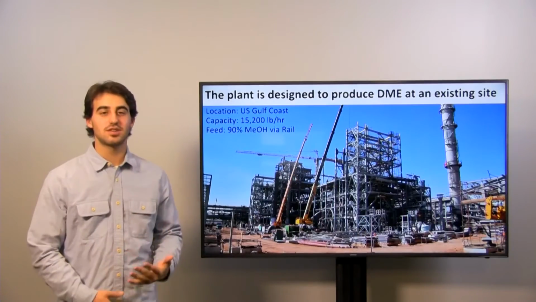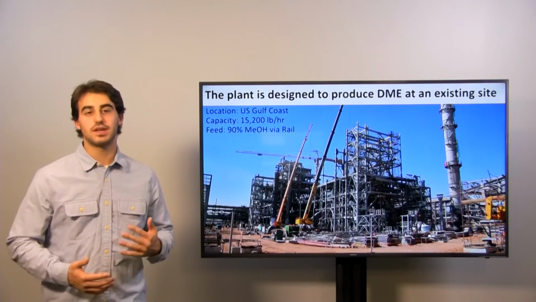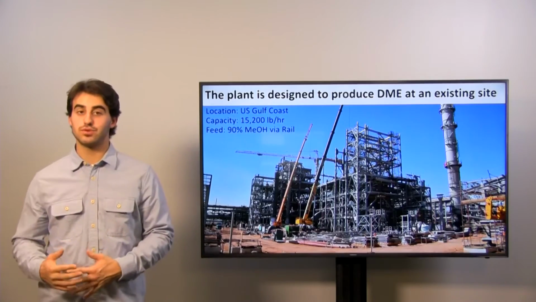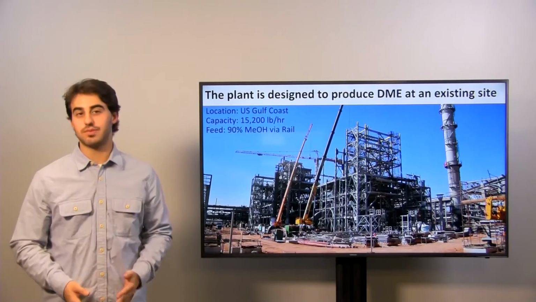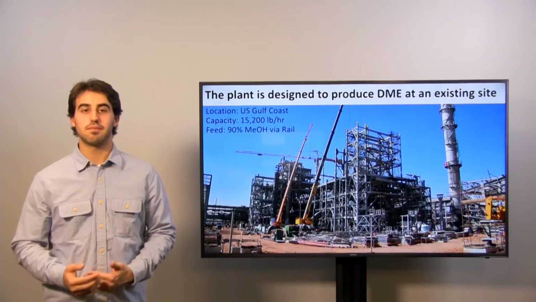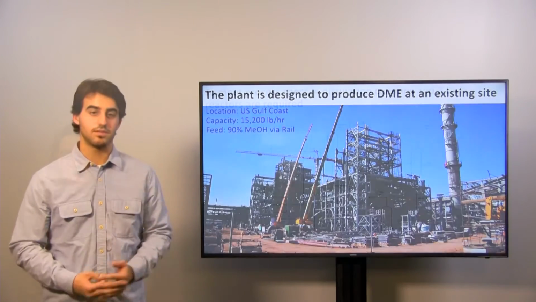Our plant is currently being designed to produce DME at an already existing site. It's located on the Gulf Coast, and the capacity that we're aiming to produce at is 15,200 pounds per hour. The incoming feed is around 90% methanol, and that's being transported to the site via rail.